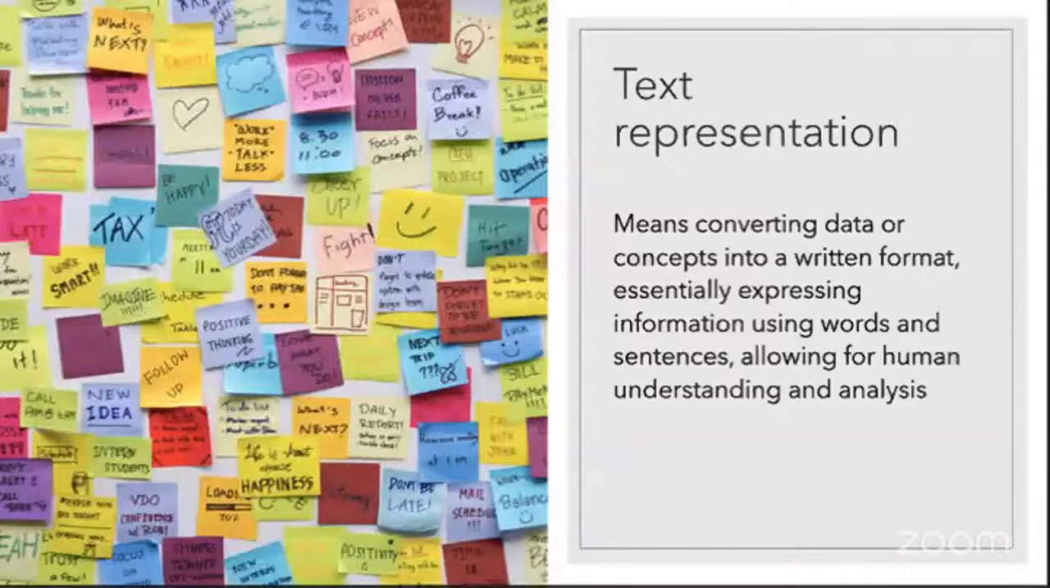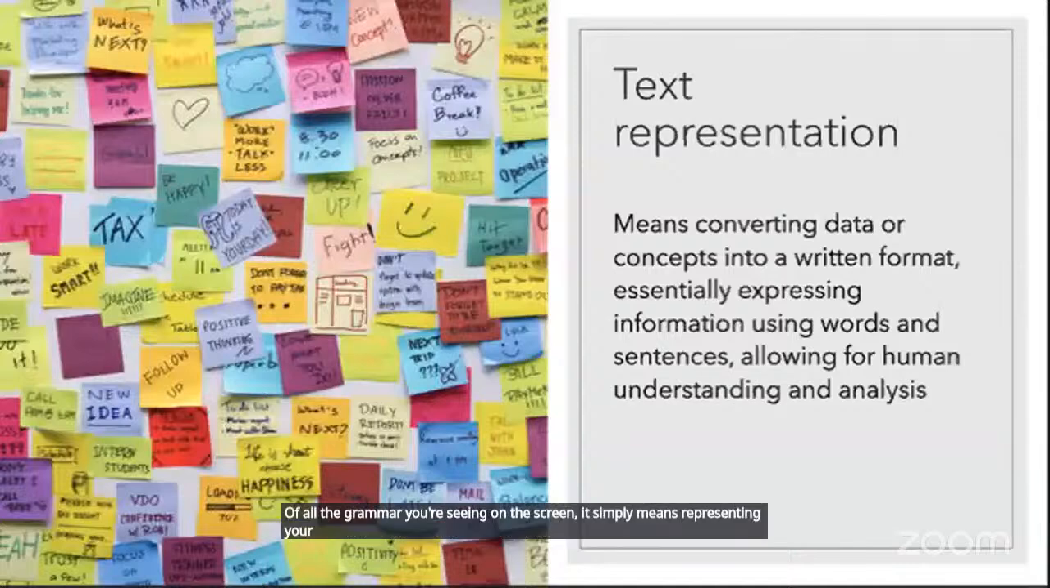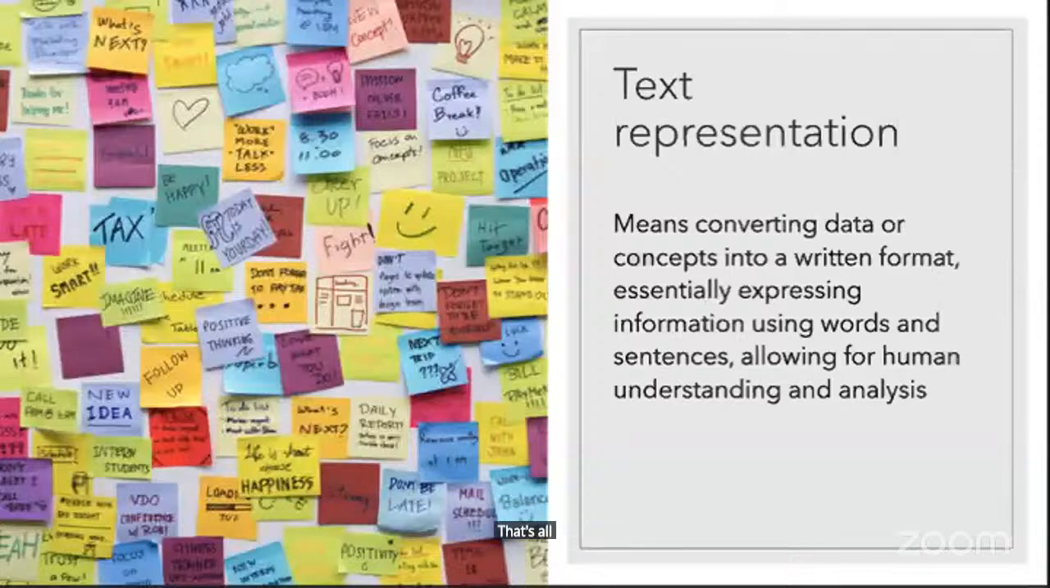Text representation. I've written what it more or less means on the screen. Of all the grammar you're seeing on the screen, it simply means representing your data information using text. That's all. So it's all about expressing your data, concepts, ideas, using written words, sentences, and symbols, as opposed to using numbers or images, visual forms. So it is a way information is conveyed in a readable form.